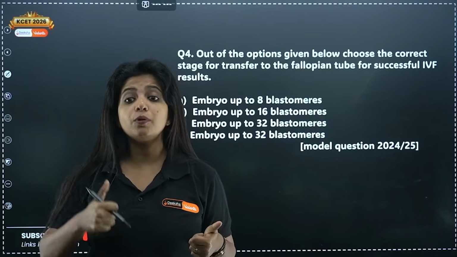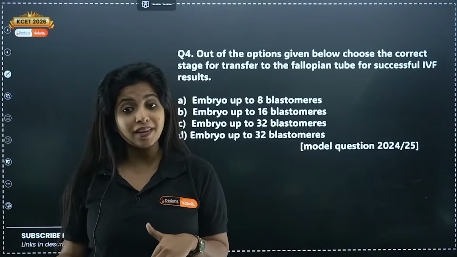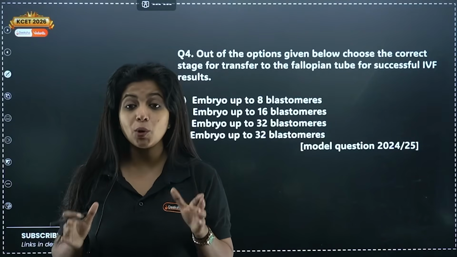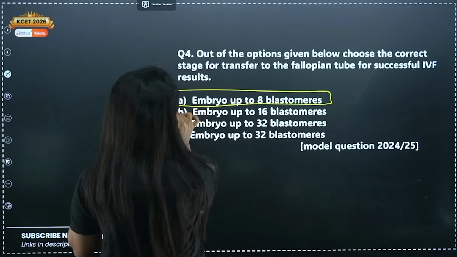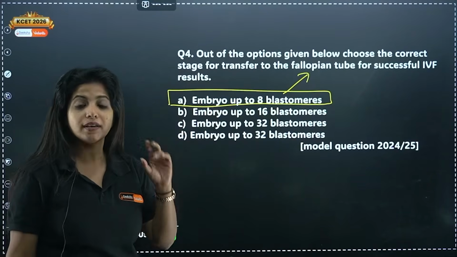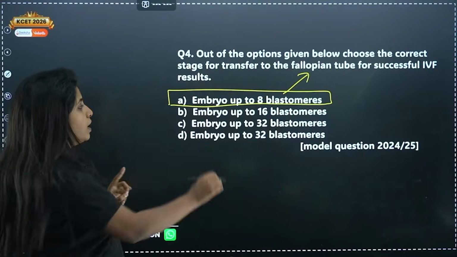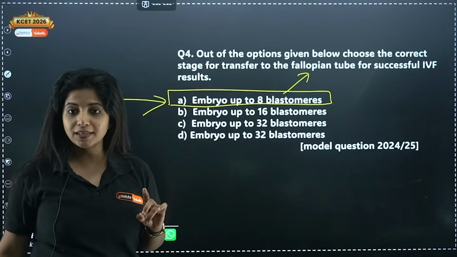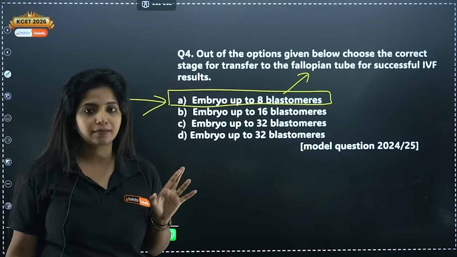If at all you are putting it in the uterus, it should be an embryo which is more than 8 cell stage. If the embryo is up to 8 blastomeres, then you are going to put it inside the fallopian tube. Okay, if the embryo is up to 8 blastomere stage, you are going to put it inside the fallopian tube. So over here, this is your answer. If beyond 8 blastomeres, you will be putting it inside the uterus.